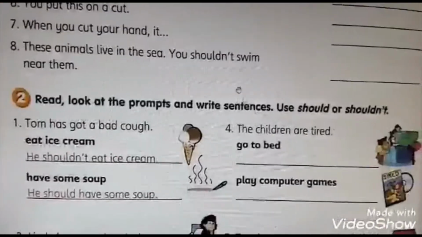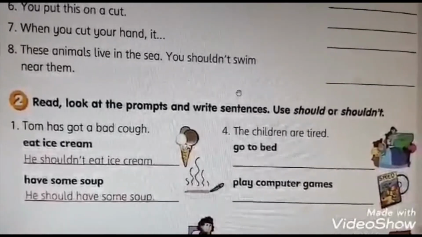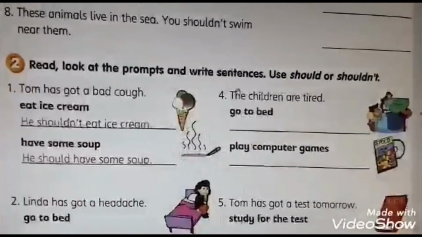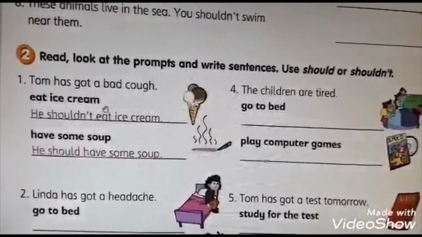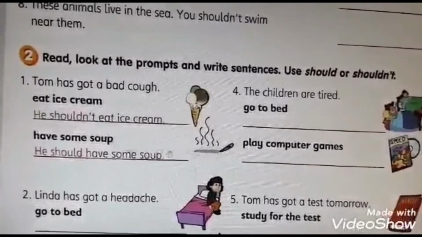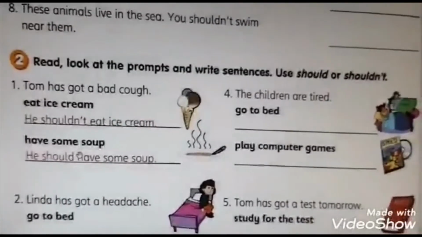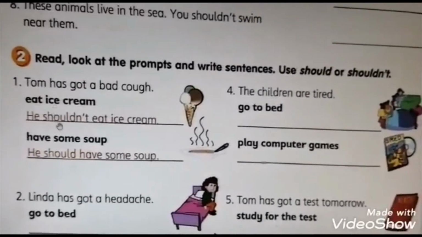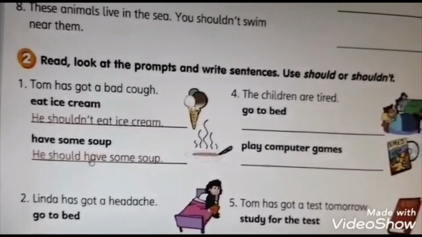So look at the activity 2. Read, look at the prompts and write sentences. Use should or shouldn't. So Tom has got a bad cough. Eat ice cream. And then another option, we already have a phrase, have some soup. So he shouldn't eat ice cream. He should have some soup.